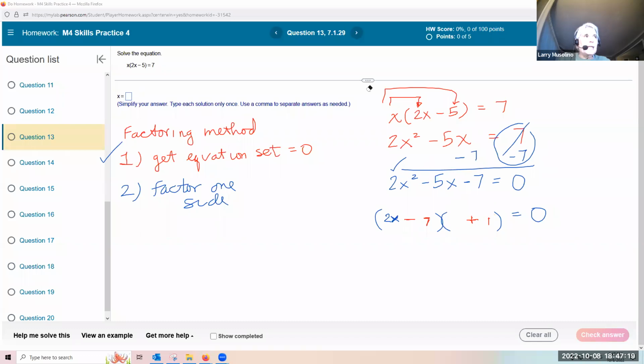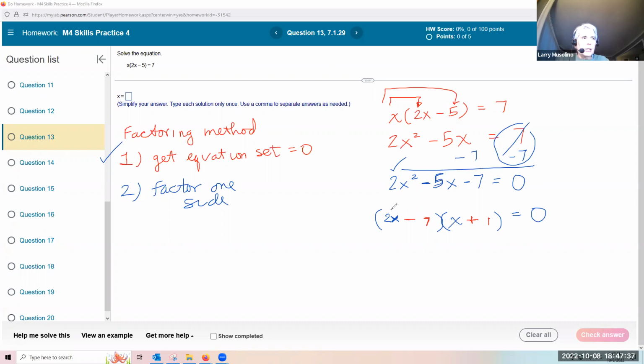Before I do anything else, I want to check my factoring, because I need to know, did I really do this correctly, or is my guess here incorrect? If my guess is incorrect, I'll go back and try something else. I know I need to end up with a negative 5x in the middle here.